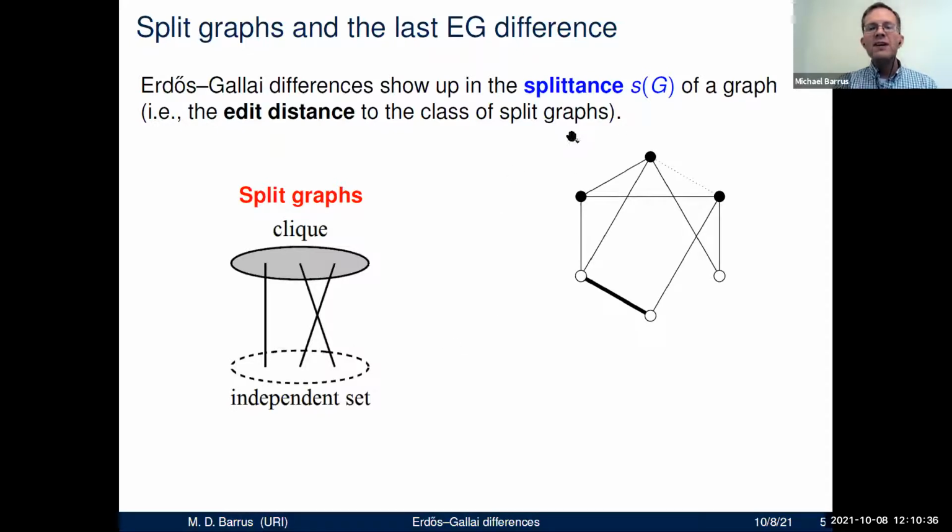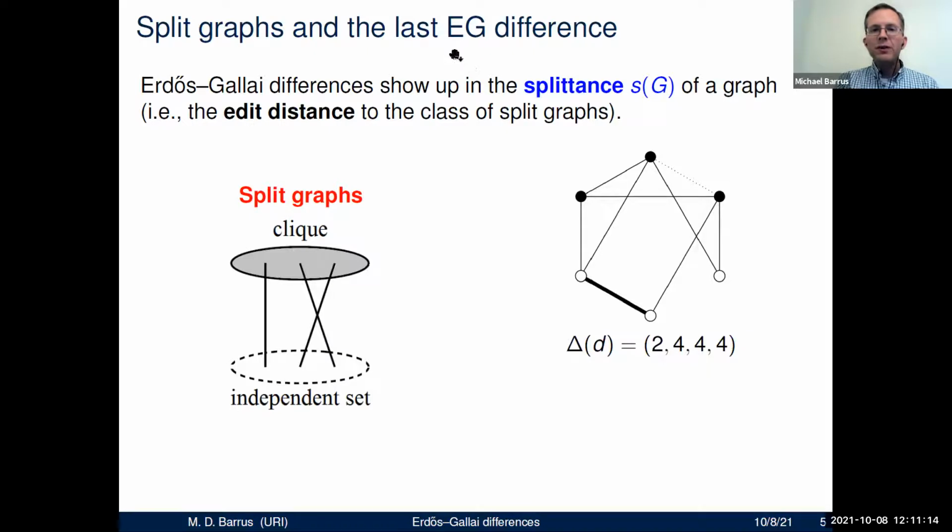And if we ask about the splittance, what we're asking about is how far a graph, an arbitrary graph, is from being split. So S of G, as I'm calling it, is basically the edit distance to the class of split graphs. And we measure edit distance in terms of edges or non-edges that need to be tweaked. So you'll see that in this graph here, if I were to erase that solid edge and fill in that missing dotted edge, then the black vertices would form a clique and the white vertices would form an independent set. So this graph has splittance at most 2, and it turns out to be exactly 2.